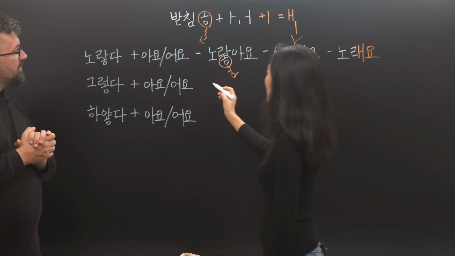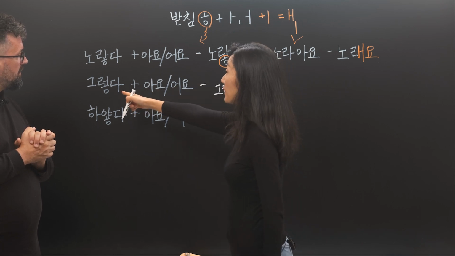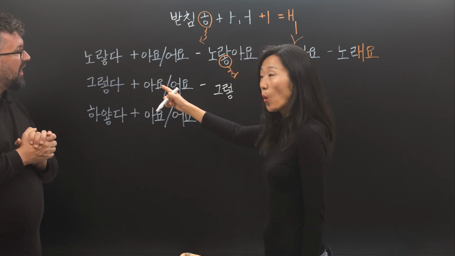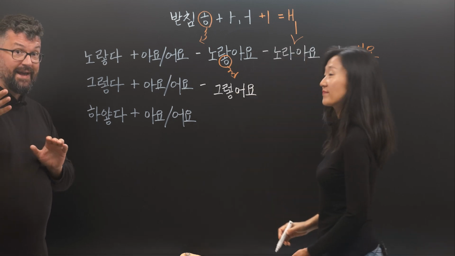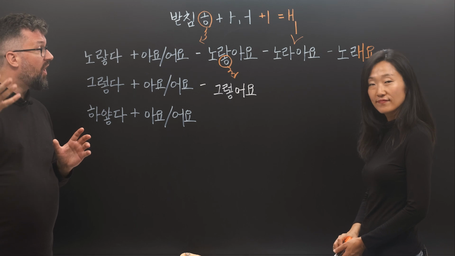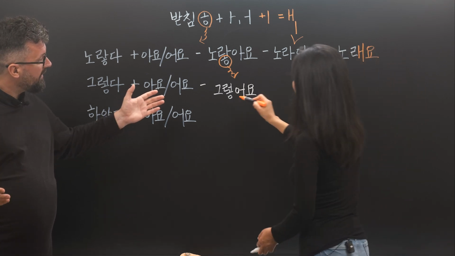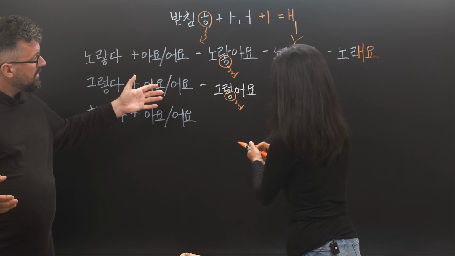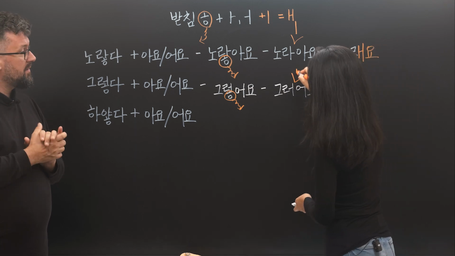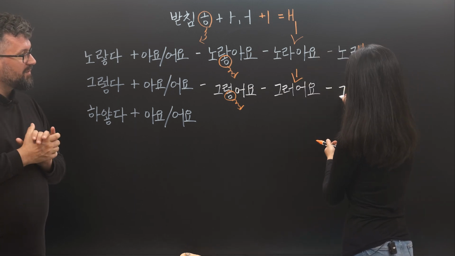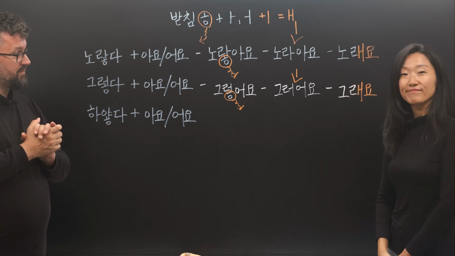It's the same. For 그렇다, the last vowel is not ㅏ or ㅗ. So we add 어요. So again, ㅎ meets ㅓ in 어요. So we remove ㅎ, meaning we get 그렇어요. And we add ㅣ. So we get 그래요. 그래요.